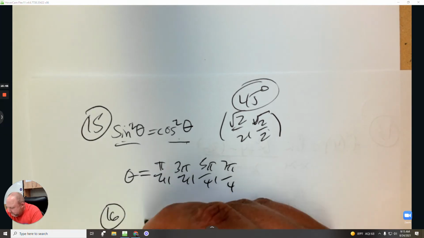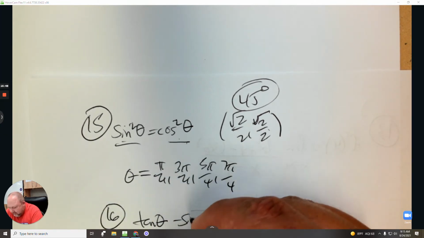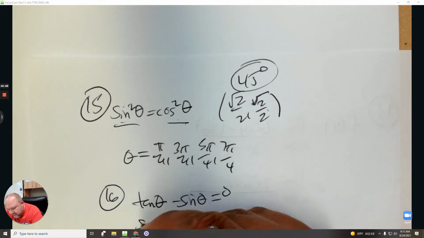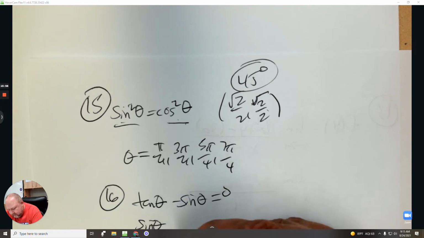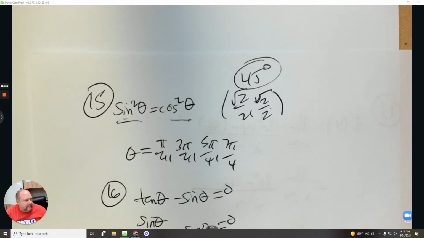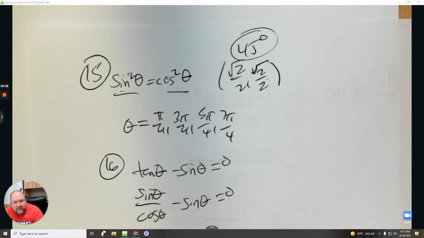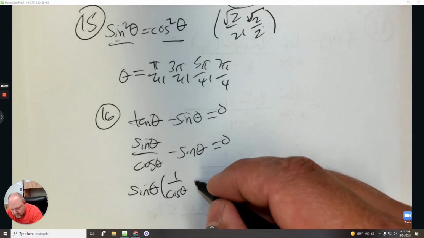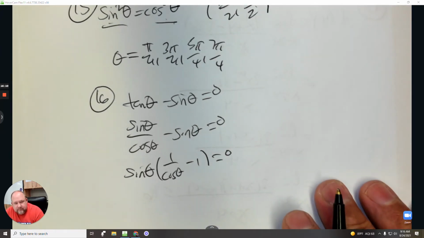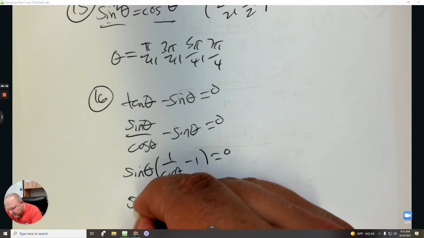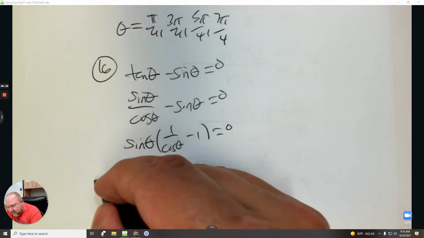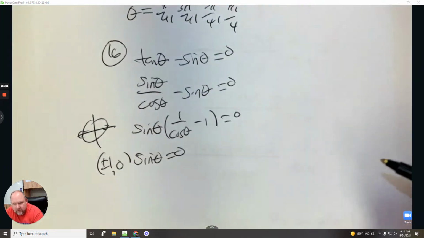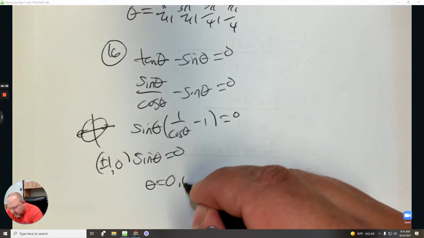Number 16, tangent theta minus sine theta is equal to 0. Tangent is sine over cosine. Factor out a sine from each one. Oh, there it is. And then make each one equal to 0. So when is sine theta 0? That's on the left and on the right of the unit circle. So those angles are 0 and pi.